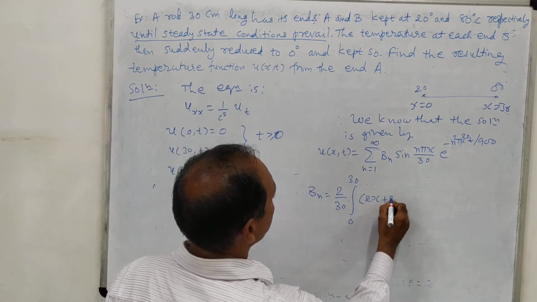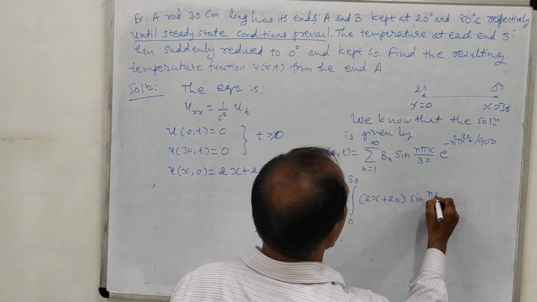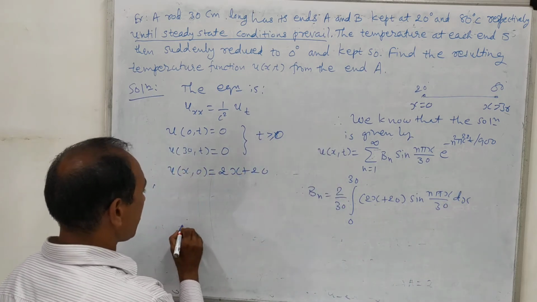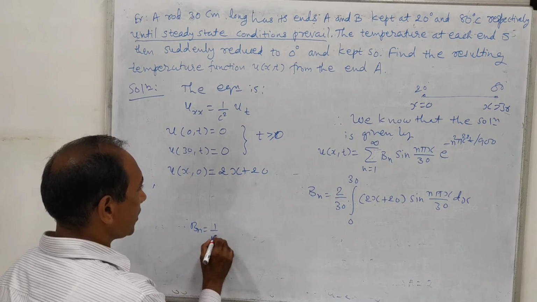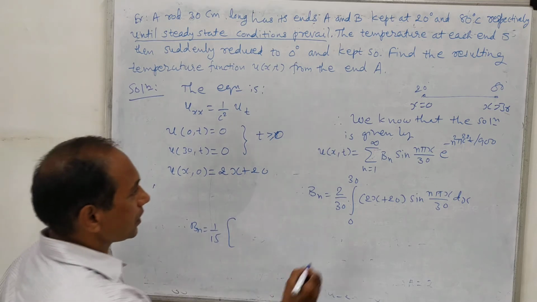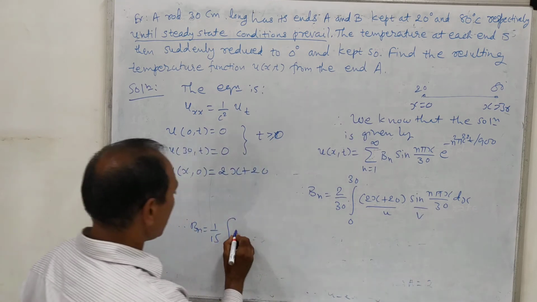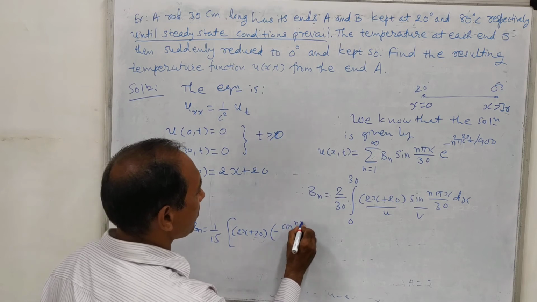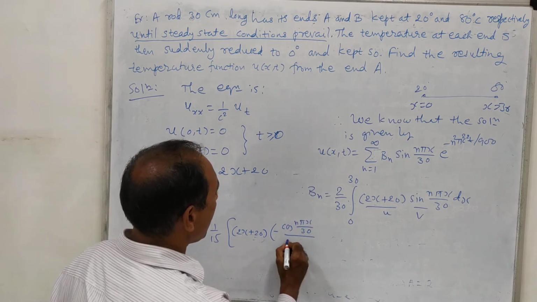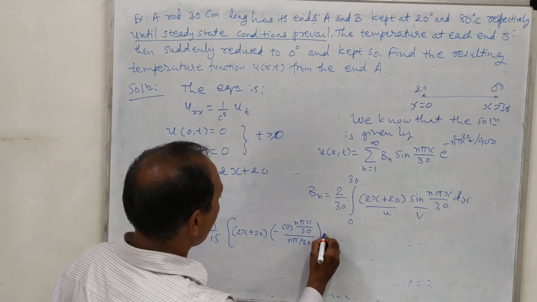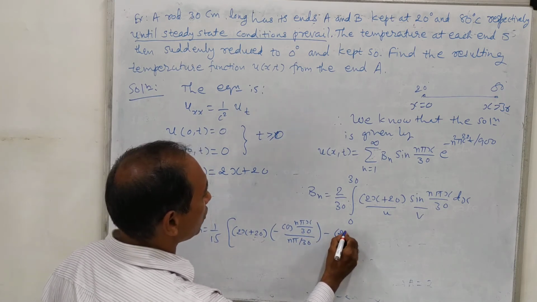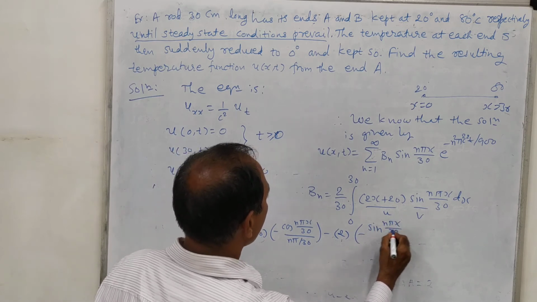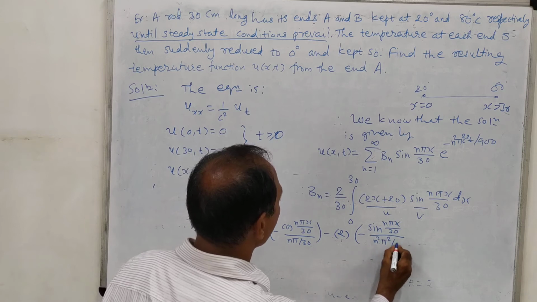2x plus 20 into sine n pi x upon 30 dx. Now this can be integrated very easily, therefore Bn equal to 1 upon 15. See, it is considered as u and it is considered as v. So first we will keep u as it is, and integration of sine is minus cos n pi x upon 30 divided by n pi by 30, minus the derivative of this 2x plus 20 is 2 only, and integration of this is minus sine n pi x upon 30 divided by n square pi square upon 30 square, means 900.